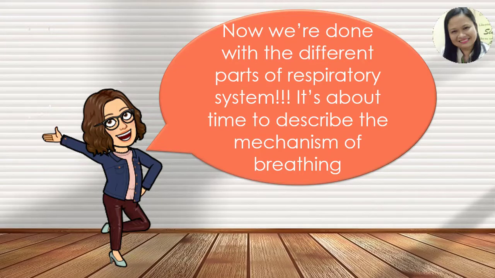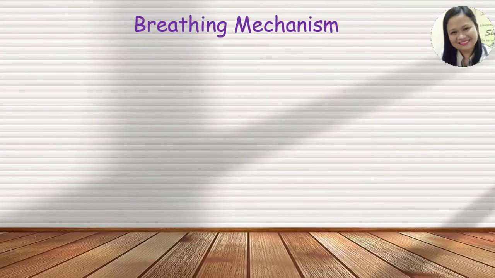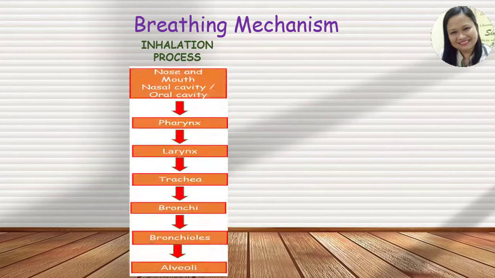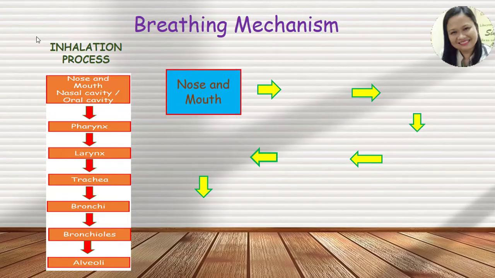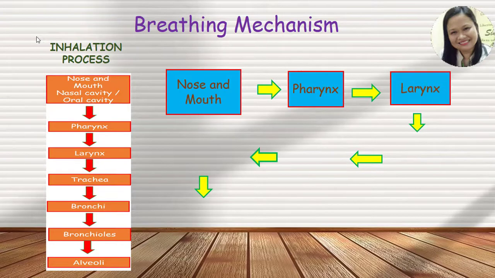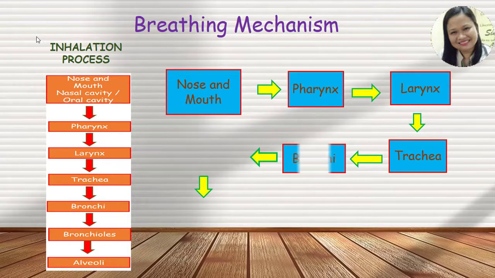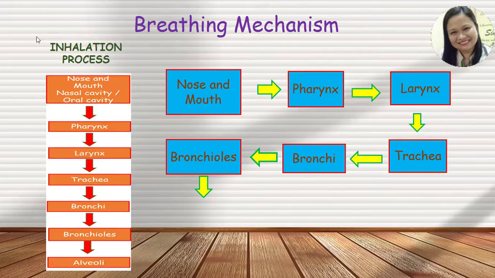It's about time for you to describe the mechanism of breathing. For you to understand this, you have to know the difference between the inhalation process and the exhalation process. When you inhale, the air from the nose and mouth will pass through the pharynx, larynx, trachea, bronchi, bronchioles, and finally to your alveoli, wherein the gas exchange happens.